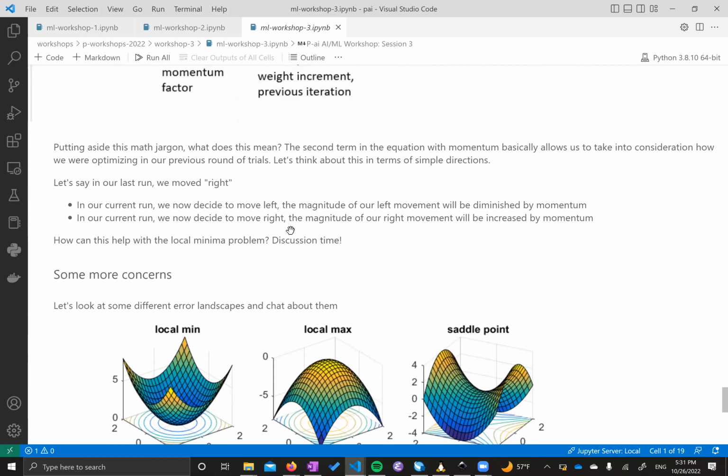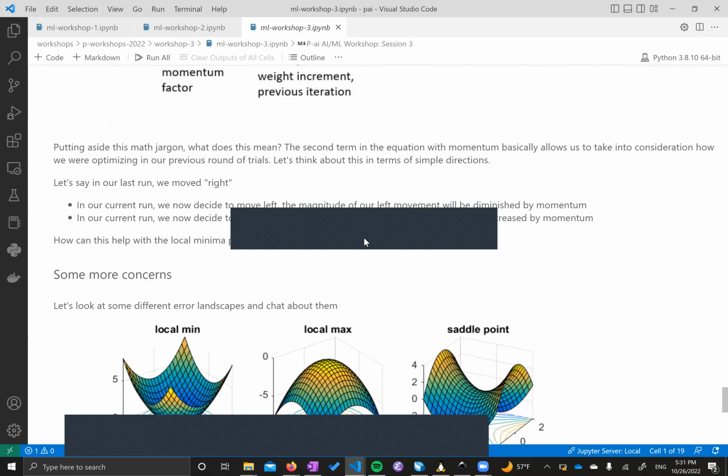Does anybody have any questions so far with just that really physical and that other mathematical representation of momentum? Does it all seem pretty good?